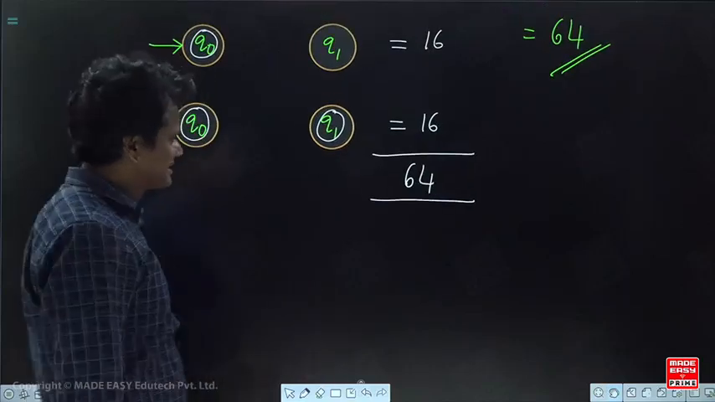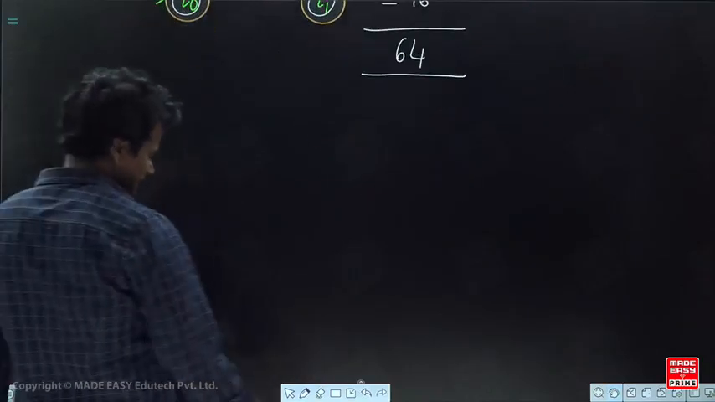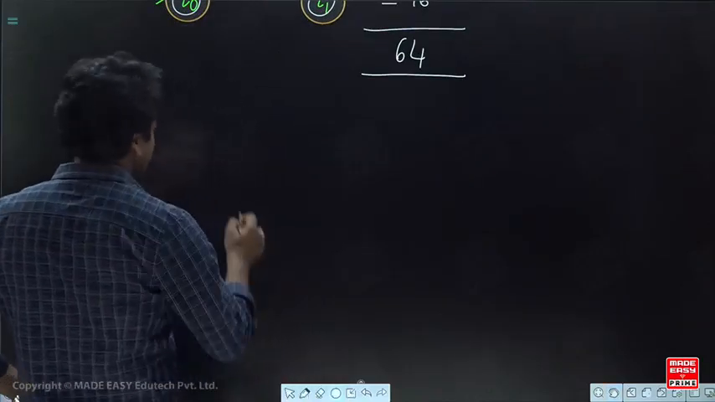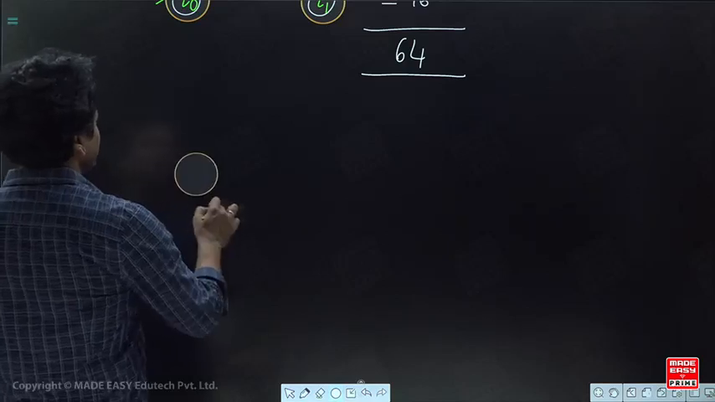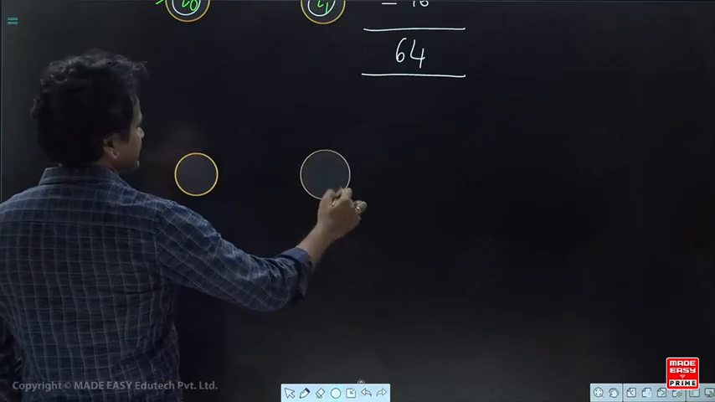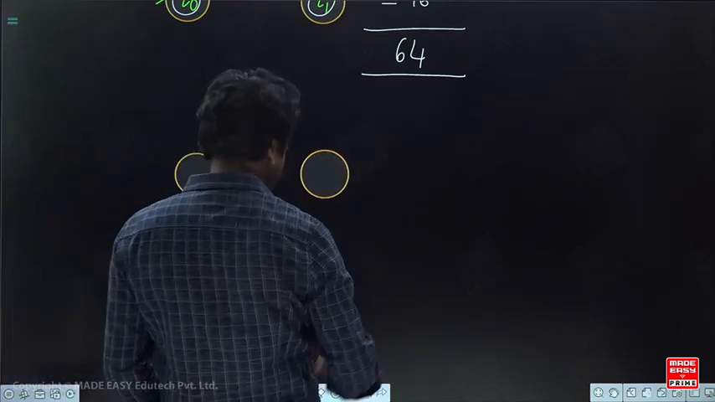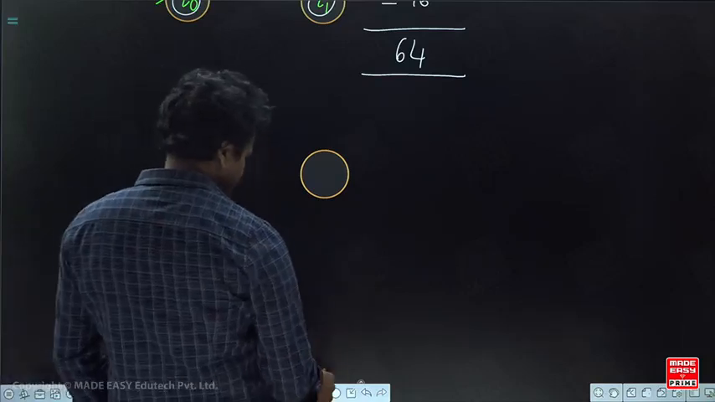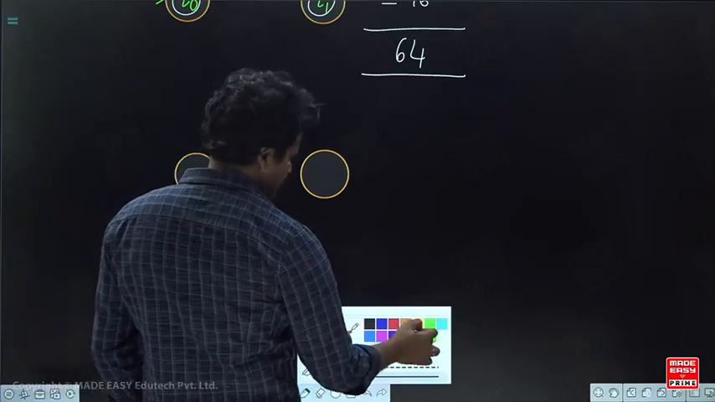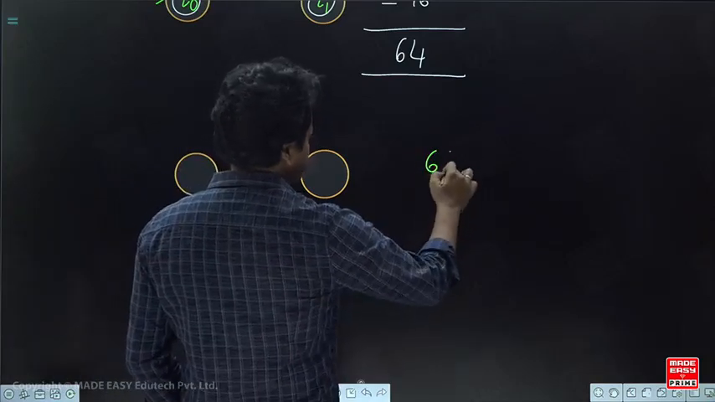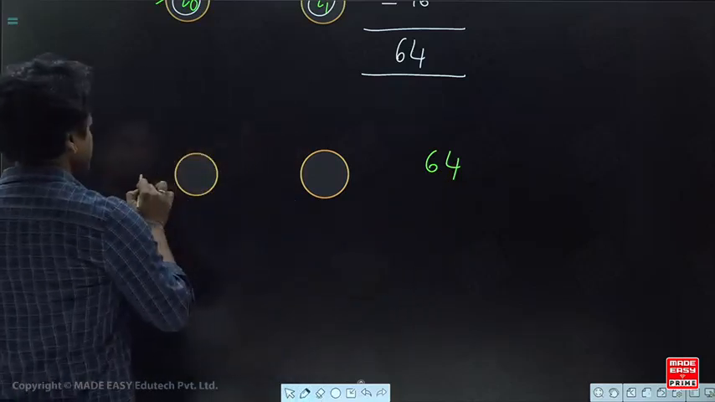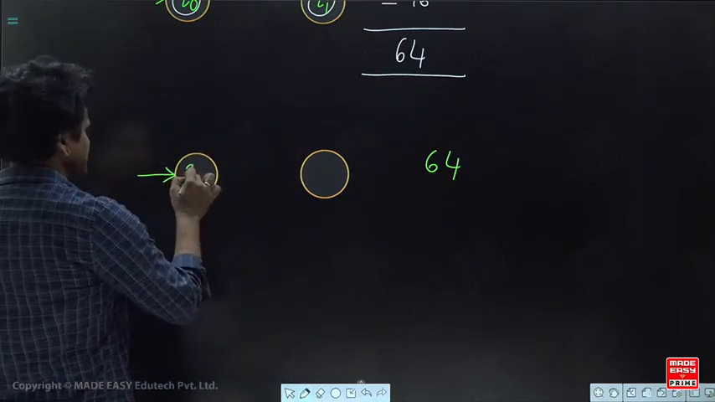Okay guys, listen. When Q0 is initial, definitely there will be 64 different EFAs, no doubt. When Q0 is initial, there will be 64 different EFAs. इसमें कोई doubt नहीं है, 100%.